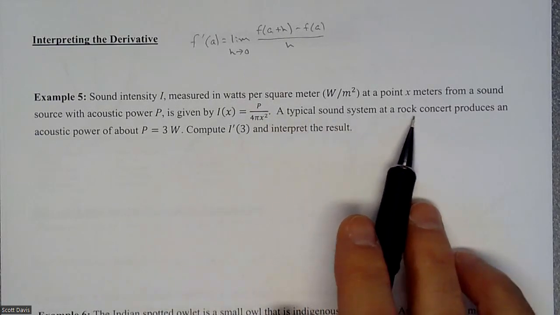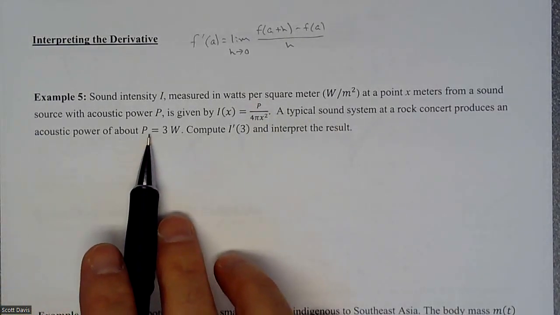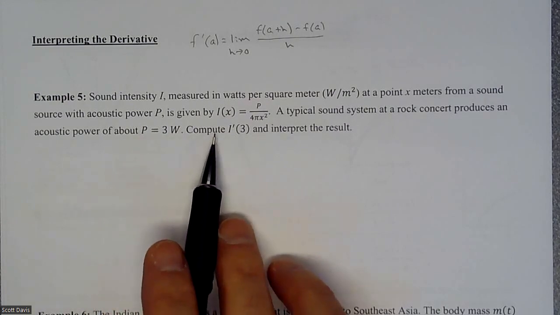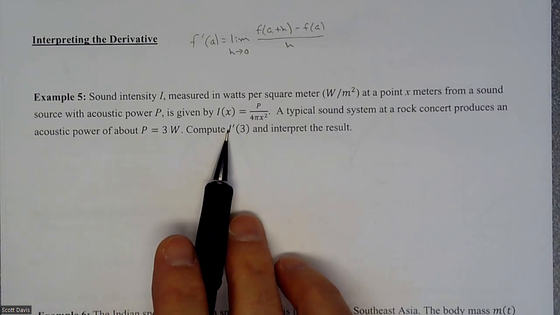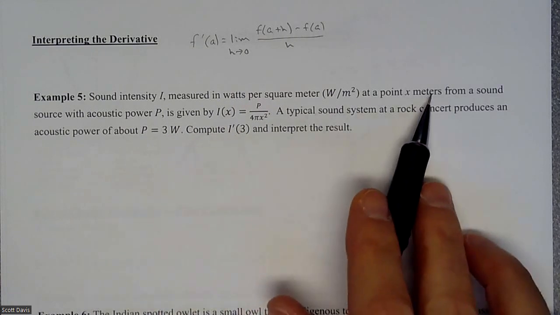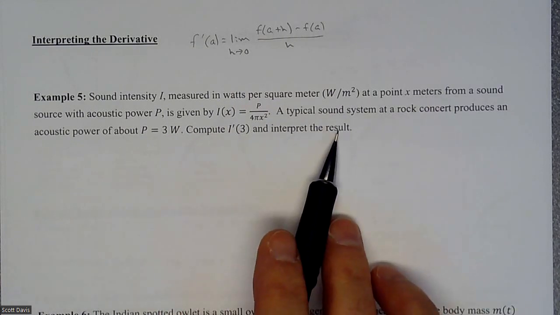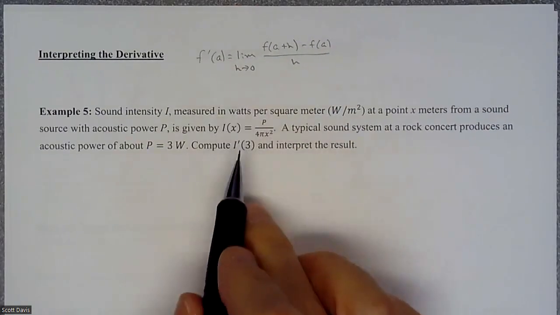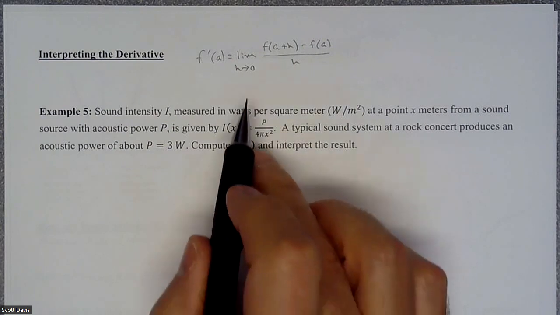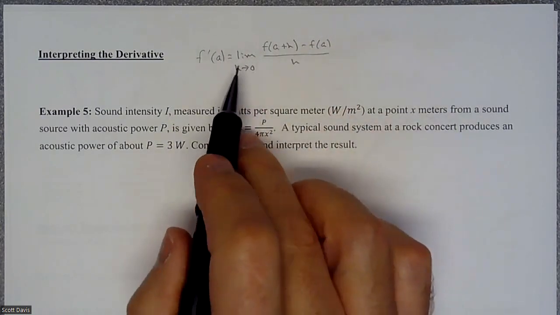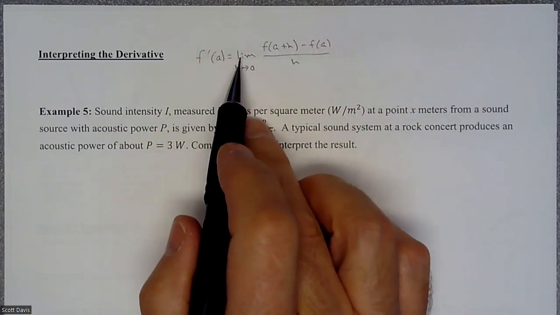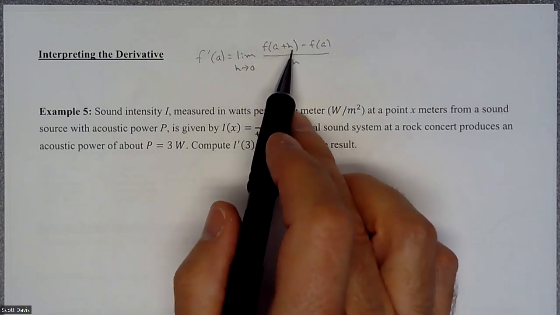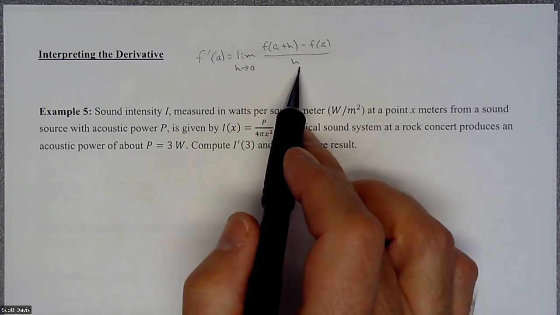A typical sound system of a rock concert produces an acoustic power of about P equals 3 watts. Compute the slope of the intensity at 3 meters from the sound and interpret the result. So that's what we got. We're finding a slope at a particular point, which means this is the equation we're going to be using, because remember, slope at a point is the limit as h approaches 0 of f of a plus h minus f of a, all over h.